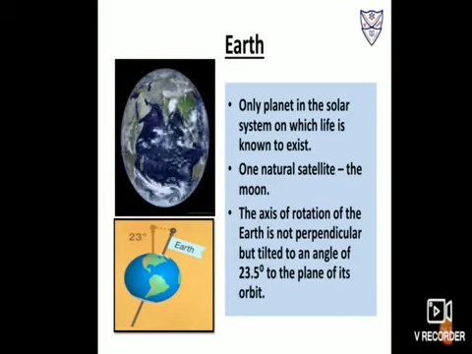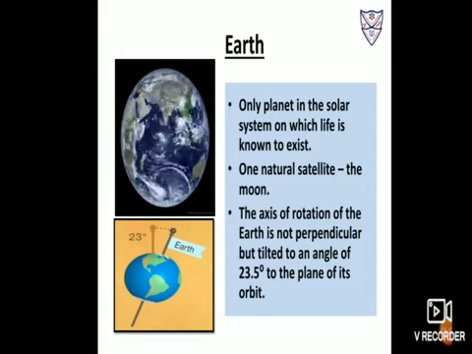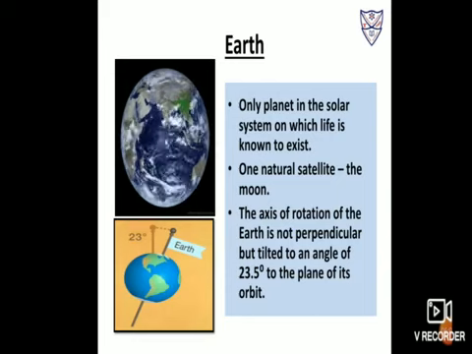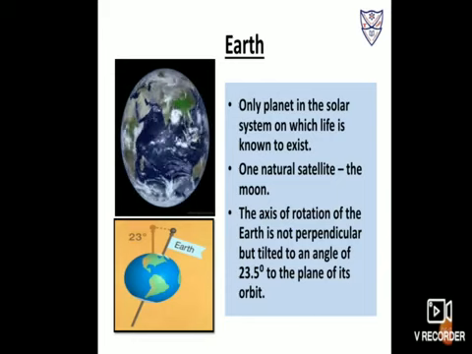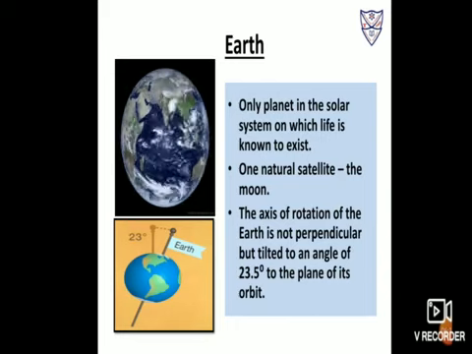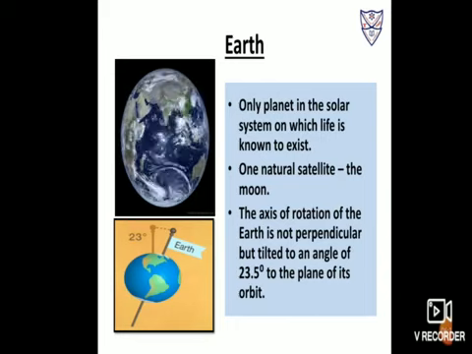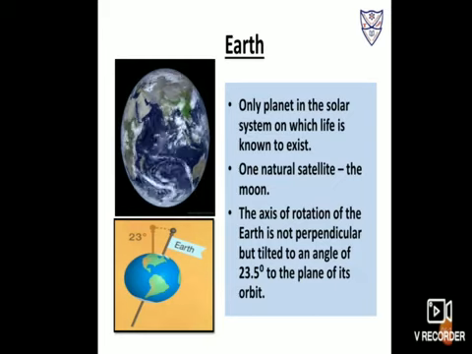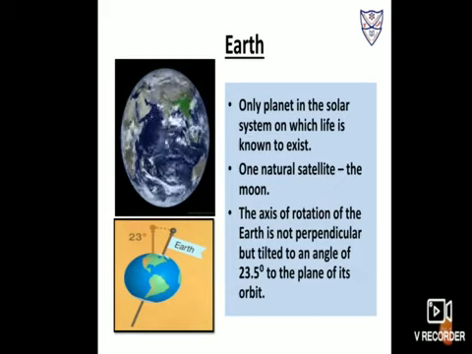From space, the Earth appears blue-green in color. Why? Due to the reflection of light from water and landmass on its surface. The Earth has only one natural satellite, that is, the Moon.